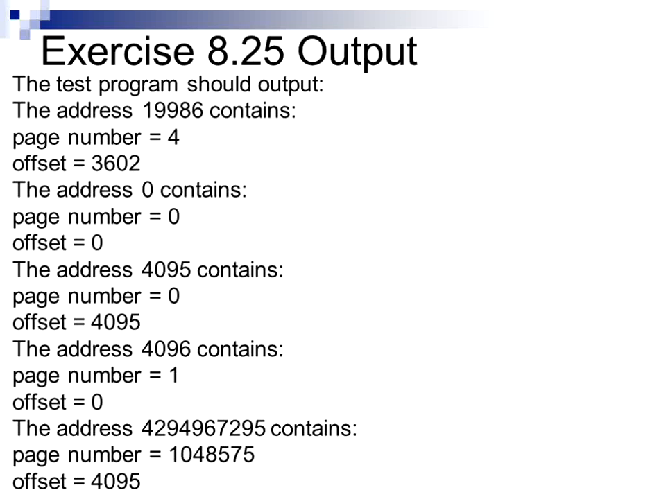Okay, we want the test program, and I gave you the test program to give this output. This first one was the example that was in your book. So if you were given an address of 19,986, the page number is 4 and the offset is 3,602. Okay? And if you're given an address of 0, obviously that's going to be at the very beginning of our address space.